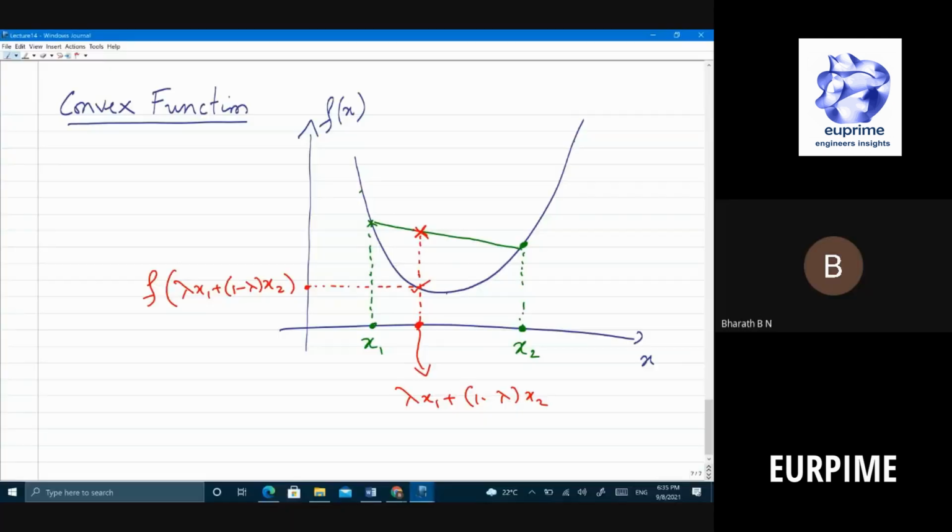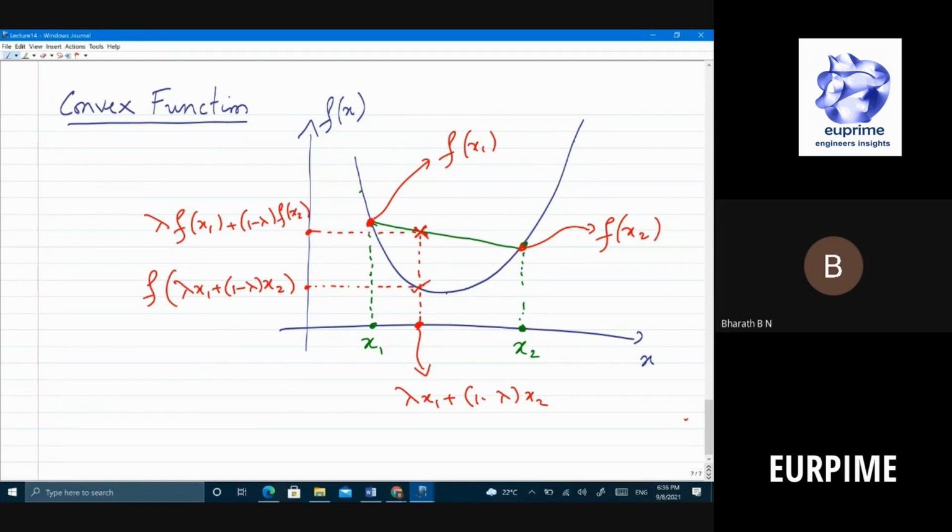What is this height? I'm taking this height, and it's a linear combination of the heights. So this is nothing but lambda f of x1. The height of this is f of x1, and this is f of x2. So it's a convex combination of f of x1 and f of x2. That gives me this point. This is fine.